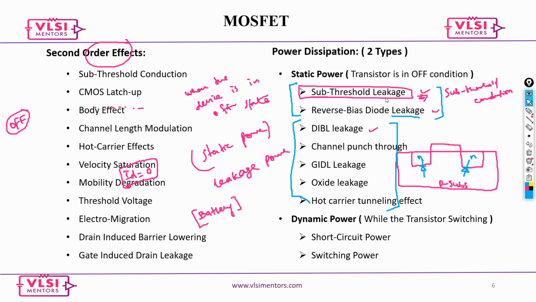Sir, can we make the design without leakages? Absolutely no. If there is a transistor, there will be a leakage. You have to minimize your leakage. You cannot make it zero. Absolutely not, it is not possible. If there is a device in your chip, it will have a leakage. The only thing you can do is try to minimize that leakage.